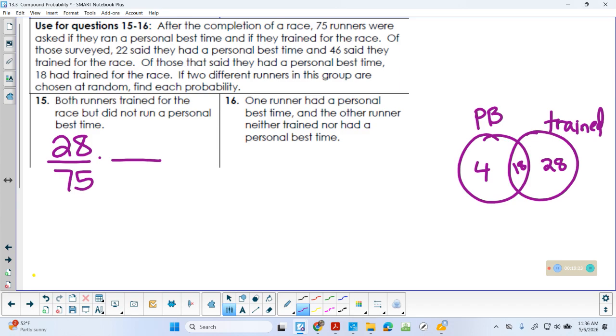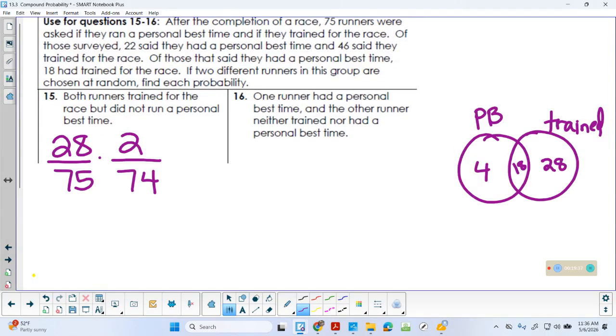Both runners. So we already did the first runner. It's the same probability, but we already did the first runner. So we're down to 74. And what's your numerator down to? 27. All right, I multiplied it, reduced it. Man, this is a bad fraction, guys. 126 over 925. Ooh. Right.